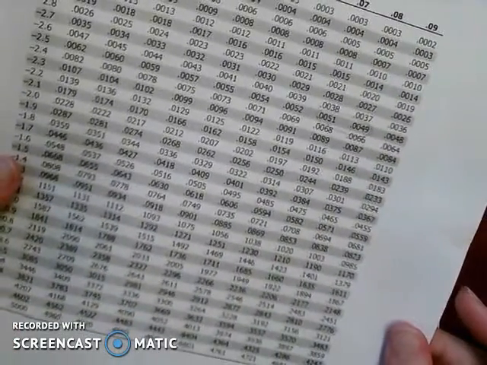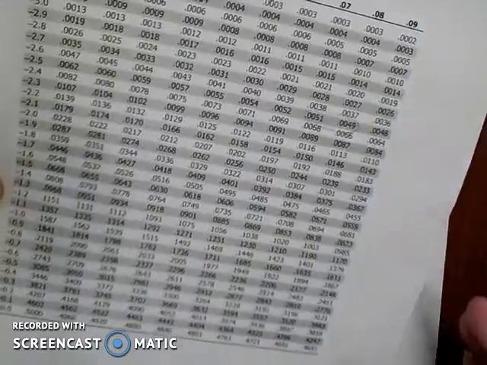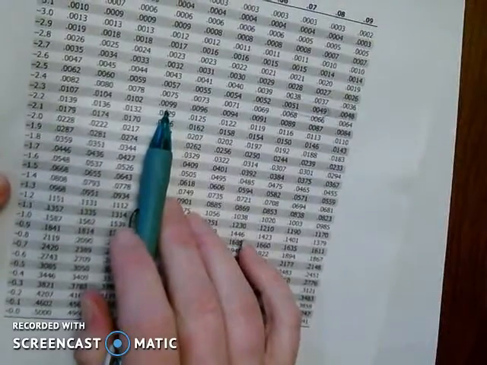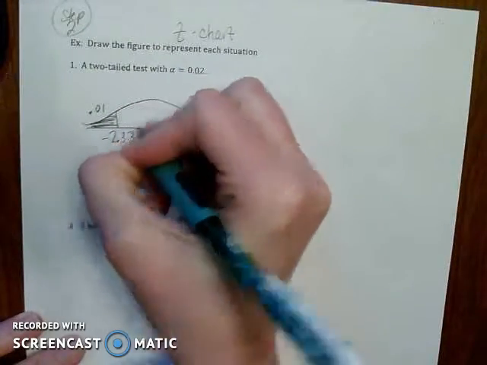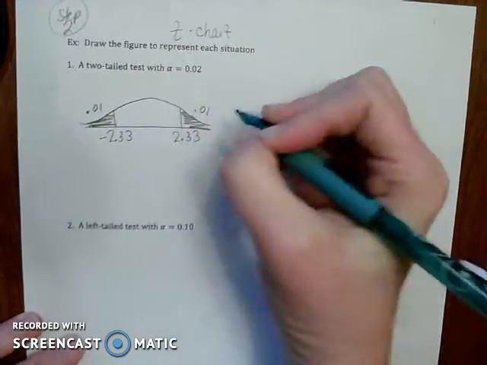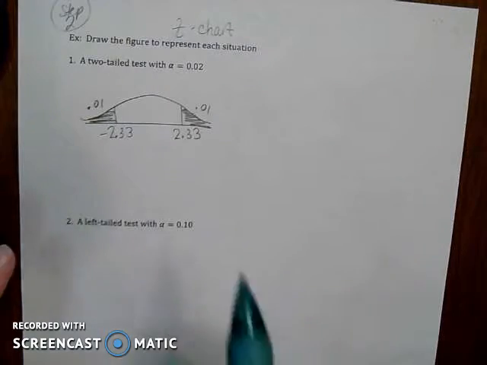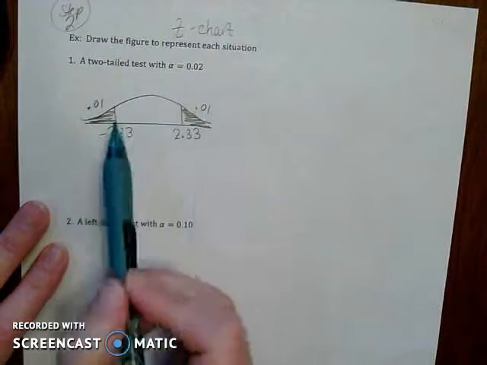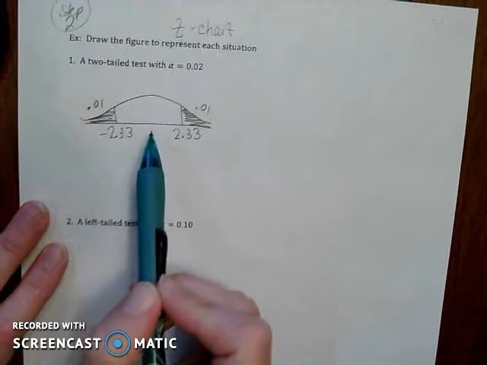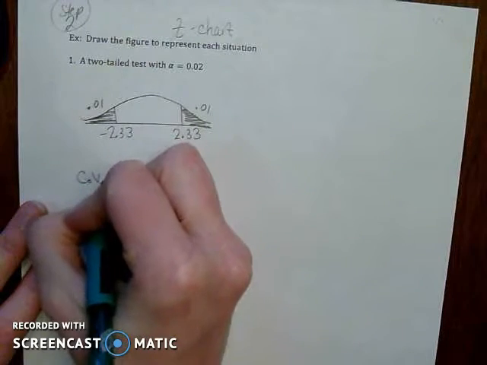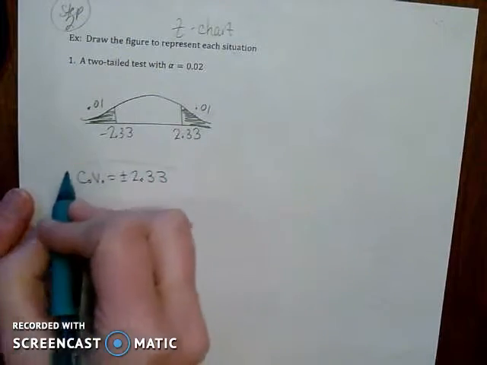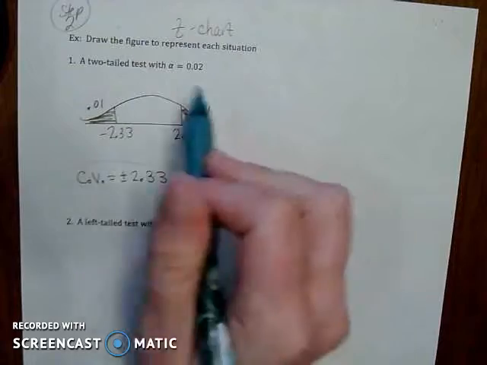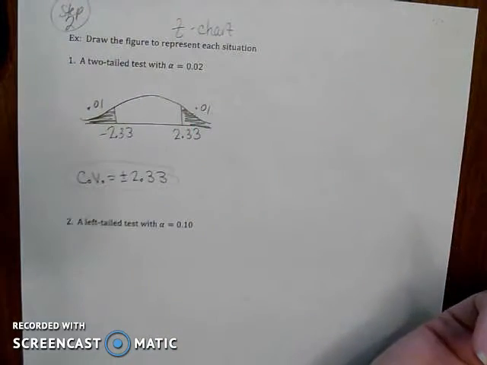Again, you're going to look in the big part of your chart to find the number that's closest to 0.01. And we have a 0.0099. So that's negative 2.33 and positive 2.33. So your step 2 could look just like this. That's all you would need to show in step 2. Some people would rather do this: CV equals plus minus 2.33. If you want to just write it out rather than have the drawing, that's fine.